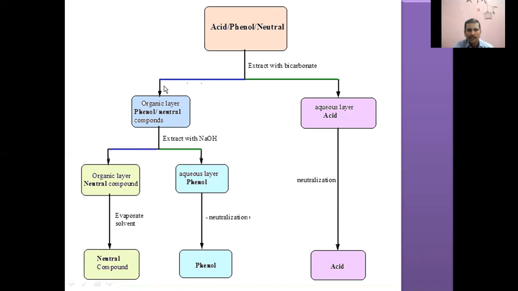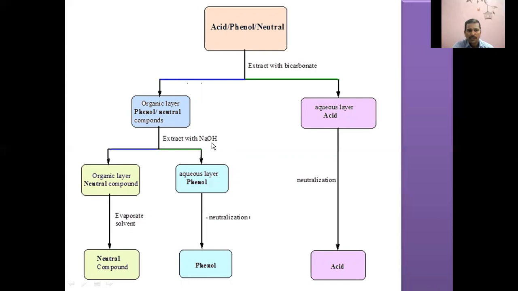Next, the organic layer, say ether or carbon tetrachloride or chloroform, whatever it is, or dichloromethane, is containing phenol and neutral organic compound now. You add excess of NaOH to the extraction process, you introduce NaOH. Phenol is acidic, NaOH is basic. NaOH is a selective reagent to react with phenol to produce sodium phenolate.